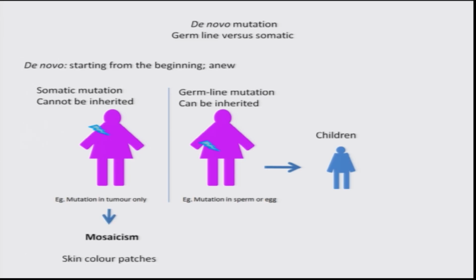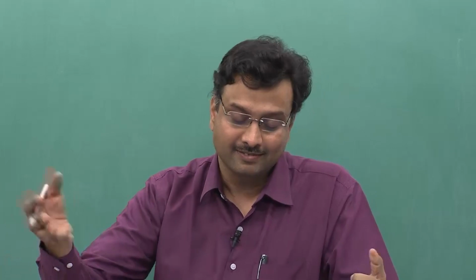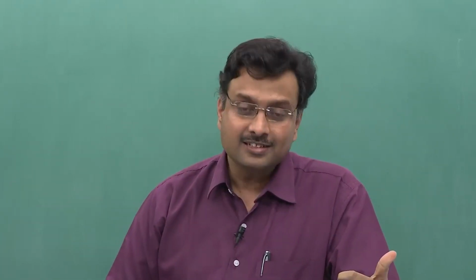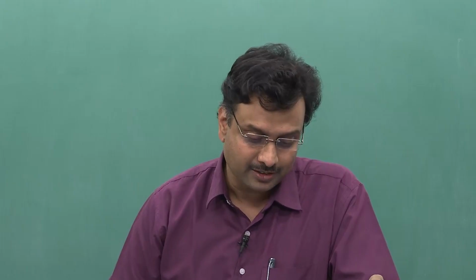But it may so happen that a somatic mutation occurs in cells other than germ cells, and then you have a group of cells in your tissue, some of them having one particular mutation, and others being wild type. That is called mosaicism, right. That can result in some individuals having patches of different colors of skin, which is one example of mosaicism.